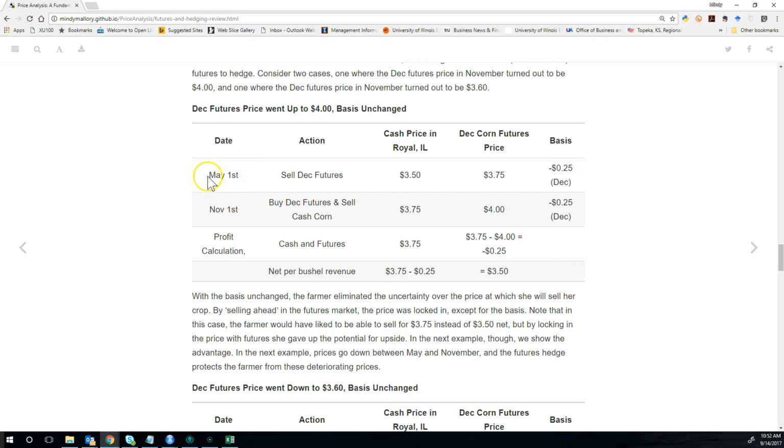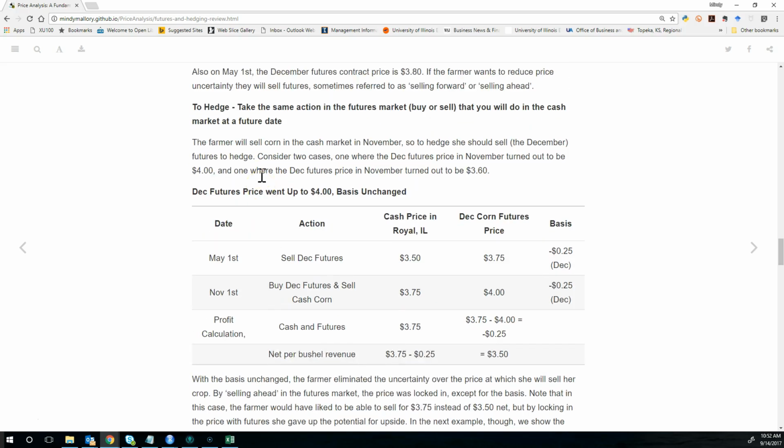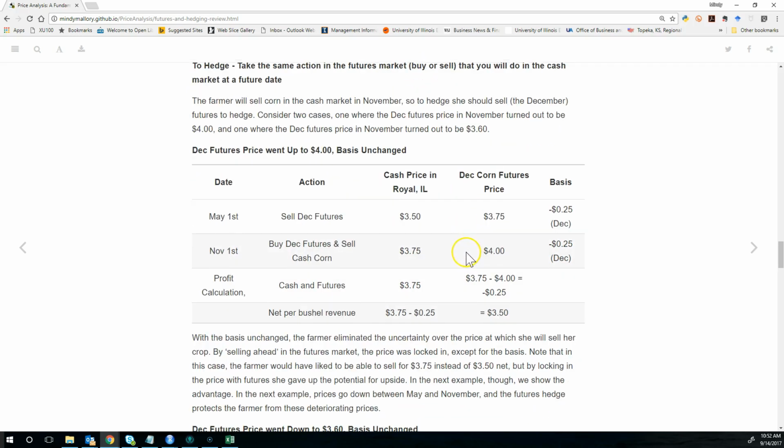Okay, so on May 1st, we said that the farmer saw the futures price was, I see this is different now. I'm going to go back later and change this to a 375 so that this 380 matches this. Forgive me for that. The farmer sees on May 1st that the December corn futures price is 375. And we are assuming that their basis is 25 cents under the futures price. So their cash price is $3.50.